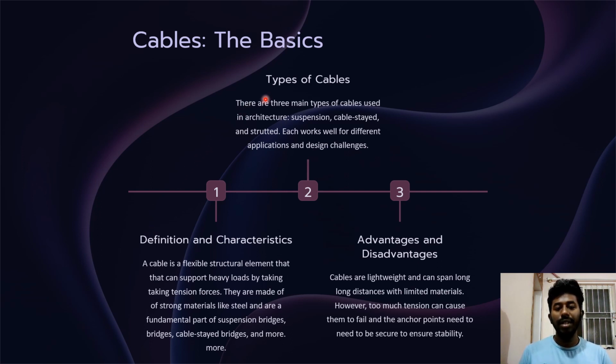So let's look into the types of cables. There are three main types of cables used in architecture. These are suspension, cable-stayed, and strutted. Each works well for different applications and design challenges. So let's see some advantages and disadvantages of cables. Cables are lightweight and can span long distances with limited materials. However, too much tension can cause them to fail, and the anchor points need to be secured to ensure stability.